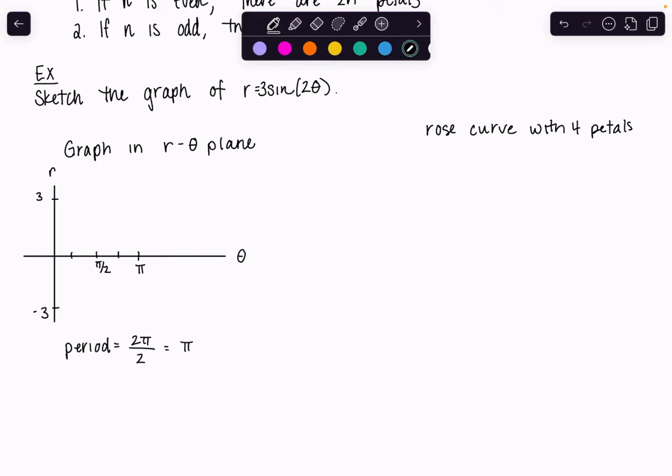Just so I don't muddy it up, we're going to avoid that. My sine graph starts at 0, then it goes up to the peak, back to 0, down to the peak down there, and then back to 0. Okay? So my rose or my sine curve would look like this. So what happens is my first petal is going to be formed between 0 and pi over 2. Then my next petal will be formed between pi over 2 and pi. However, I need to get 4 petals.